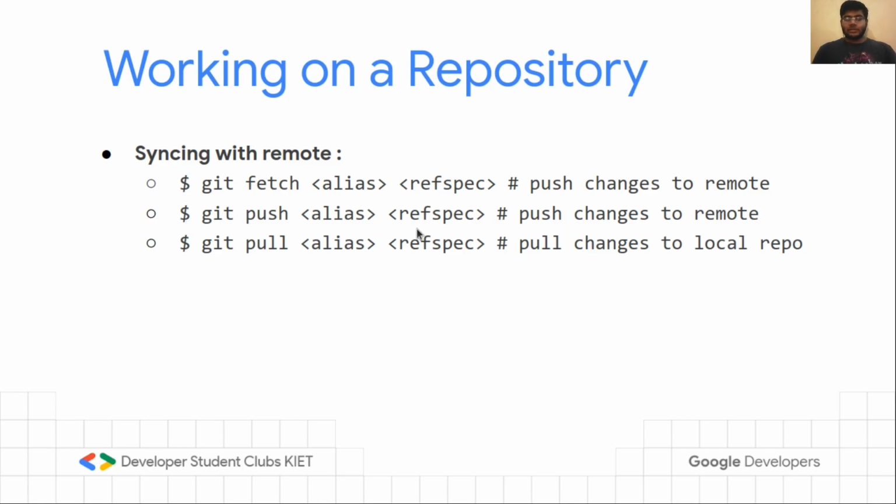Next we have git push. It is used to push all your changes from your local repository to your remote repository. Git pull is used to pull your changes from the remote repository to your local repository. So git pull is basically git fetch plus merge. It fetches all the changes from the remote, and it merges them into your current branch. So let's try it. We'll go to our VS Code terminal.